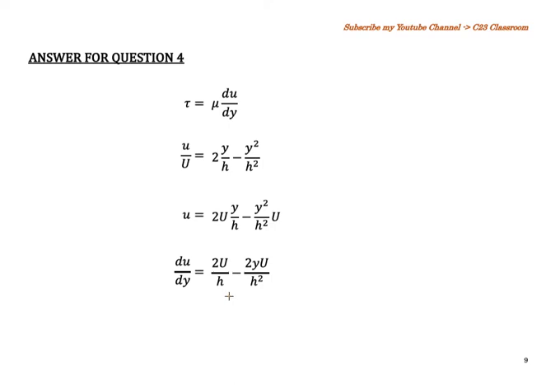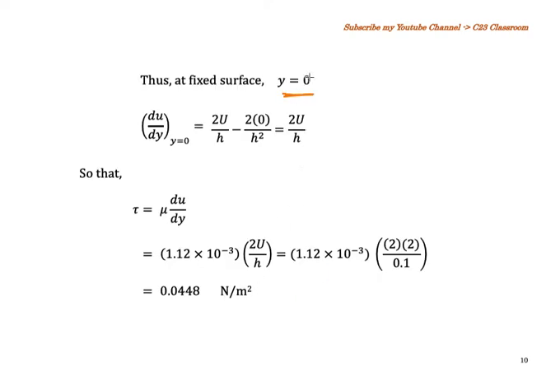So after we differentiate the velocity profile, we substitute the value of y equal to 0 here. Then we could say du dy at y equal to 0 is equal to 2U over h. And then we could solve our problem.